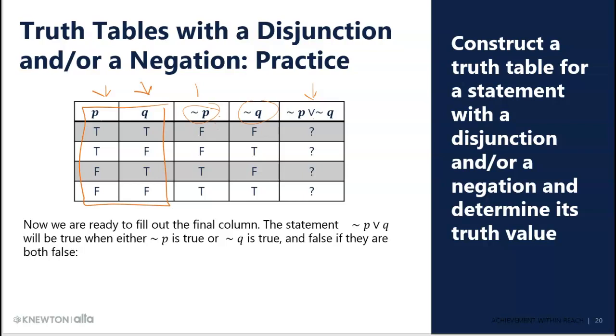Now, if your statements were A and B, you would have written A, B, alphabetical order. Most of the time in logic, we use P and Q as our initial statement letters. P, Q, R is pretty typical for three statements.